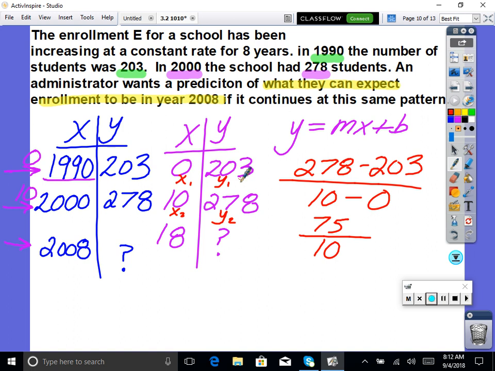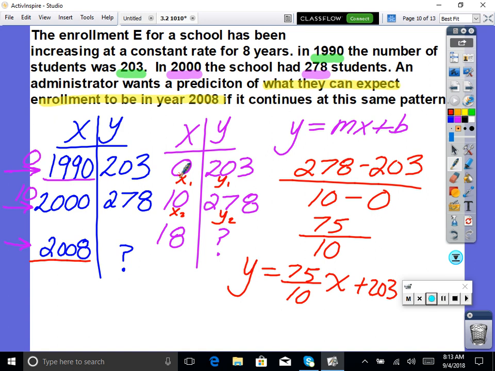We could do the whole math, or we could just think about it. So we have y is equal to, our slope is 75 over 10, x, and then our plus b would be plus 203. So now that we have this equation, we can calculate any year. So let's plug in 18, because it wants to know, in year 2008, which is 18 years after we started, how many students can we predict? So where would we plug in 18?